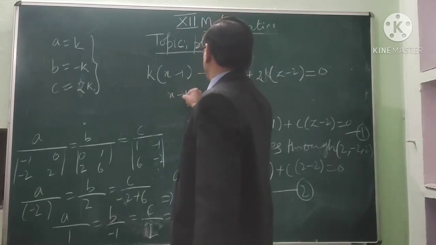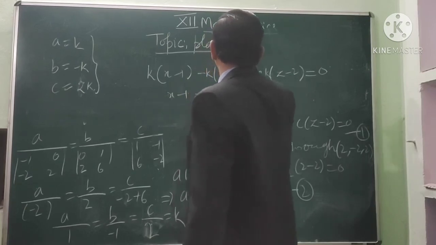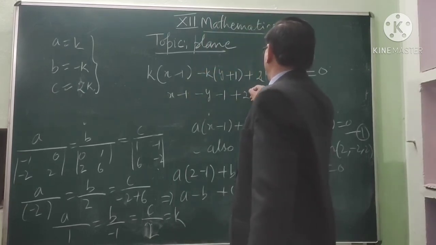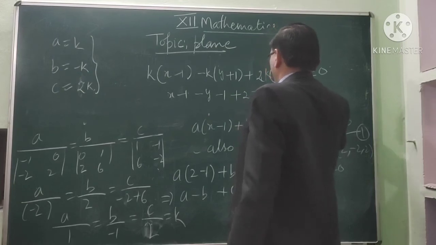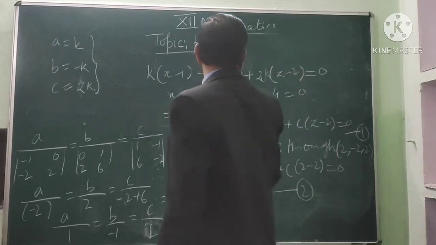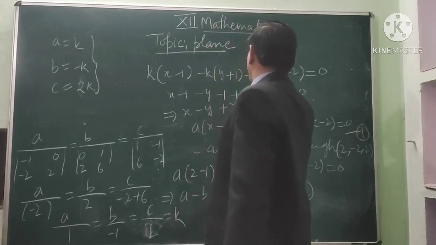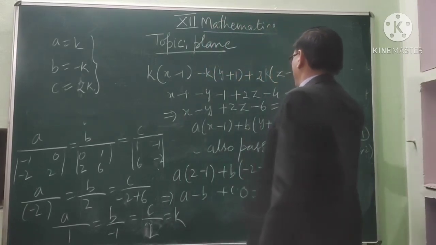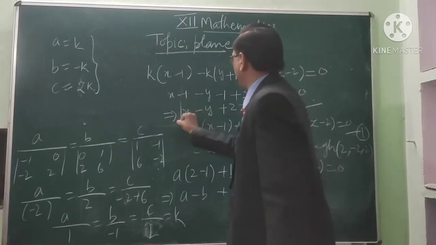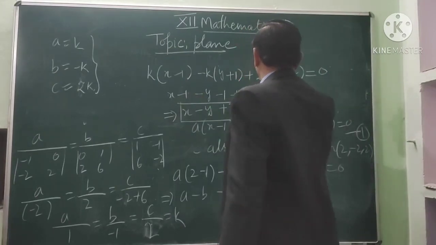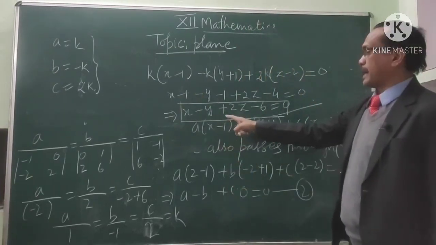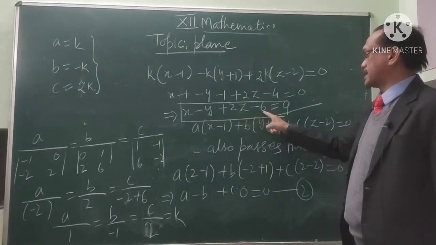So it is x - 1 - y - 1 + 2z - 4 = 0, and this becomes x - y + 2z - 6 = 0. So the required equation of the plane is x - y + 2z - 6 = 0.